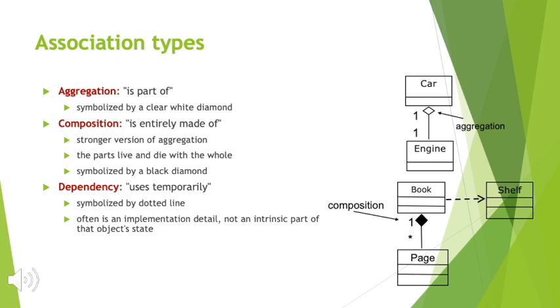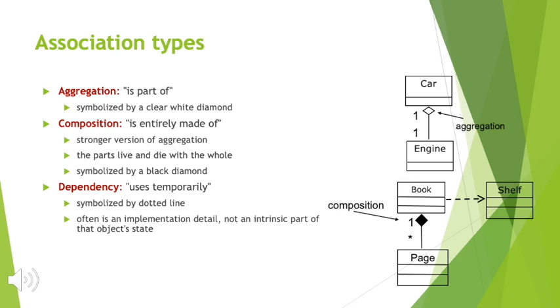And then the last one is the dependency. Dependency is used temporarily. It's symbolized by the dotted line. So you can see here, book used temporarily shelf. That means the book can be anywhere. For example, there's book A and shelf 1. So book A will be on shelf 1. It's not forever. If somebody borrows it, it will not be on shelf 1. So that means it is used temporarily.